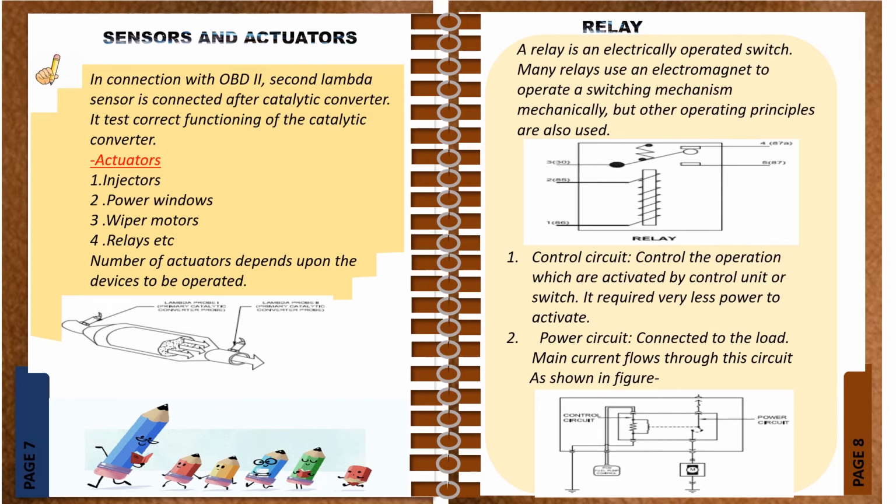Number 1, control circuit. Controls the operations which are activated by the control unit or switch. It requires very little power to activate. Number 2, power circuit. Connected to the load, the main current flows through this circuit as shown in the figure.